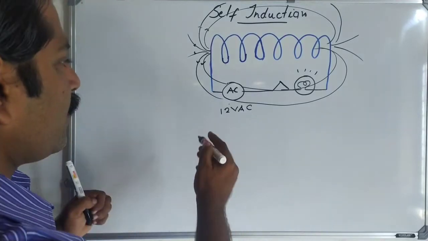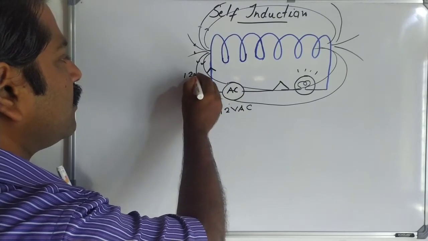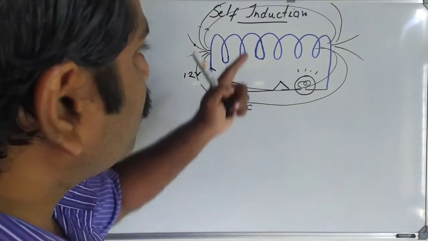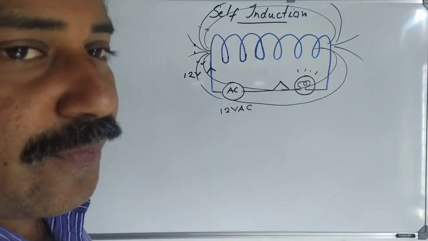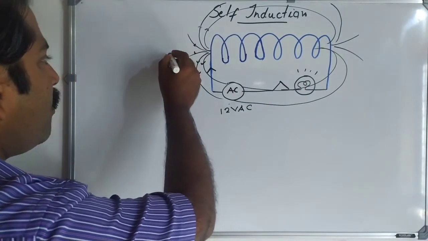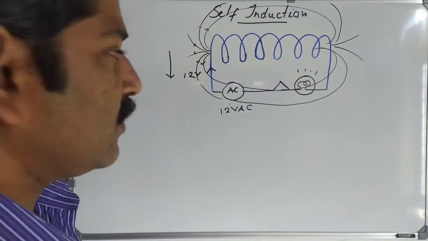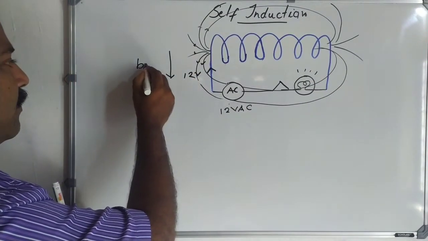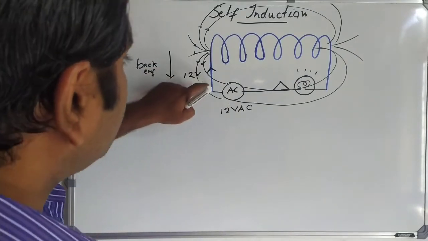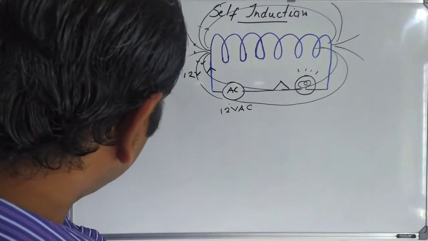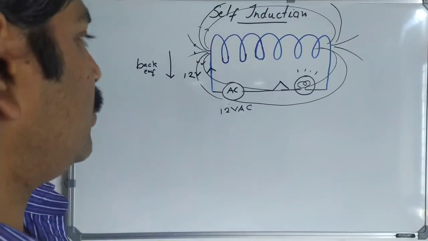So we provide an AC supply voltage of 12 volt, and due to self-induction a back EMF will be formed and it will flow in the opposite direction of the provided voltage. So this is our back EMF. If this is the direction of the provided voltage, the back EMF will be in the opposite direction.